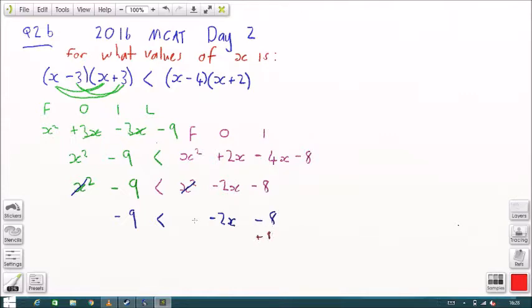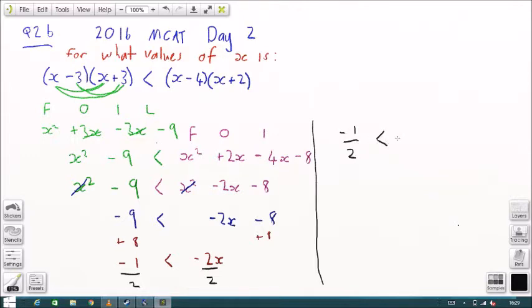The aim of this is to get x by itself, so if I add 8 to both sides, that will leave me with negative 9 plus 8 is negative 1, which is less than negative 2x. Minus 8 and 8 have disappeared. Now I'm going to divide both sides by 2 here. I could have just divided both sides by negative 2, but I want to make a point about that in a second. So first I'll divide them both by 2.